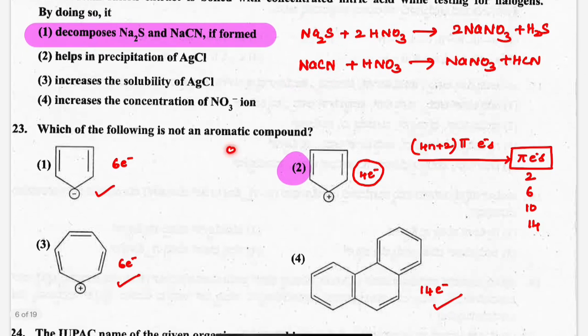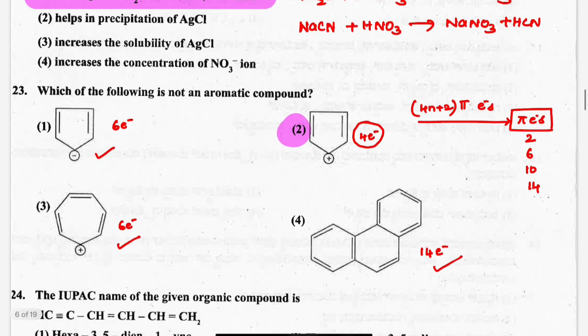Which of the following is not aromatic compound? So you know that they have to follow Huckel's rule, that is 4n plus 2 pi electrons should be there. That is, you have to check. If the number of pi electrons is 2, 6, 10 and 14, then it is aromatic. So check the number of pi electrons here. Here one double bond is equal to 2 pi electrons. So 2 plus 2, 4. And here one negative sign is there. So total 6 electrons. So check here whether 6 electrons are present. So 6 electrons are there.